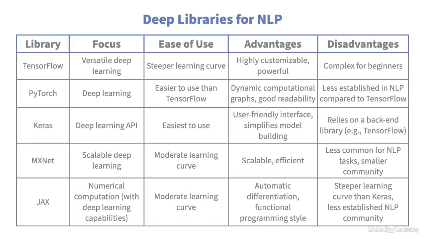If your project involves tasks that benefit from deep learning's power, here are some popular deep learning libraries used for NLP, and they include TensorFlow, which is a comprehensive framework that supports transformers, and PyTorch, which is easier to use than TensorFlow, and MXNet and JAX, which have a moderate learning curve, and then Keras, which is the easiest to use.